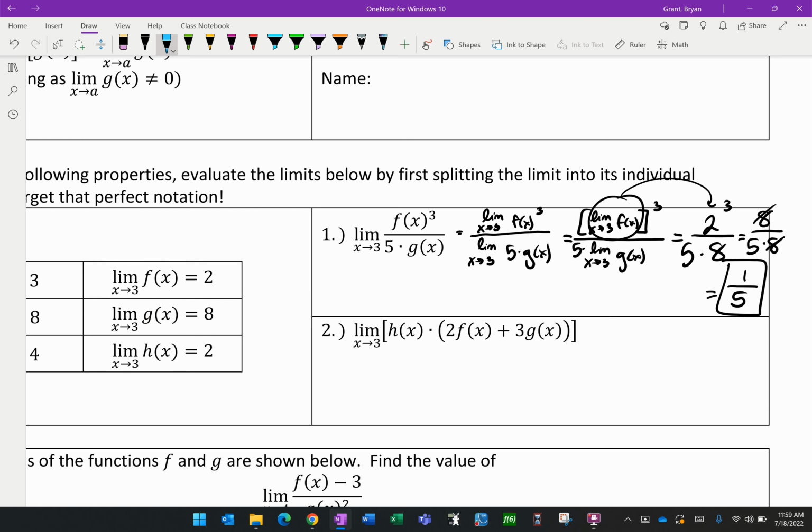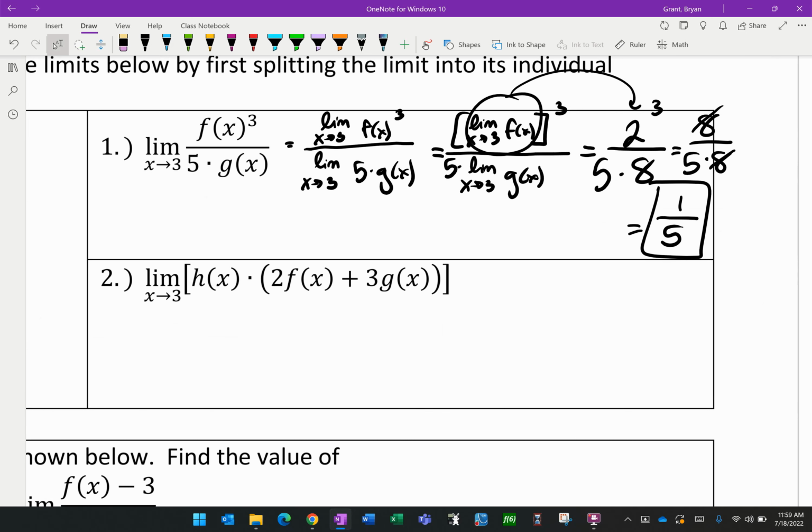All right. Hopefully we had some success here. Again, it can be a little bit tricky, so let's take a look. The first thing I'm going to do is say, oh, we have h of x that's multiplying by this monstrosity, so let's make 2 separate multiplication limits. That's one of our laws up above. We can find the limit as x approaches 3 of h of x, and then we can find the limit as x approaches 3 of 2 times f of x plus 3 times g of x.